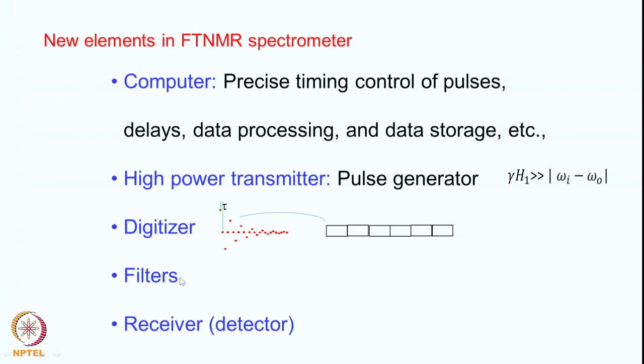Then you have filters. The filters we will see in the next slide. And filters are used to filter out unwanted spectral excitations and detection systems. And the receiver is the one which actually collects the data. And we have phase sensitive detectors which collect either the X component of the magnetization or the Y component of the magnetization.